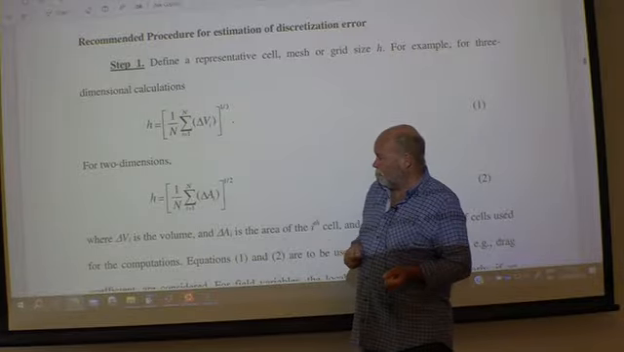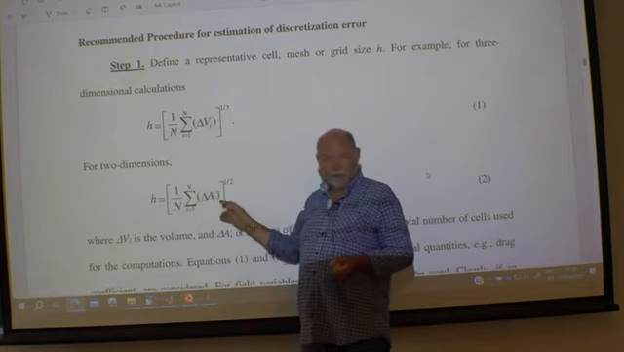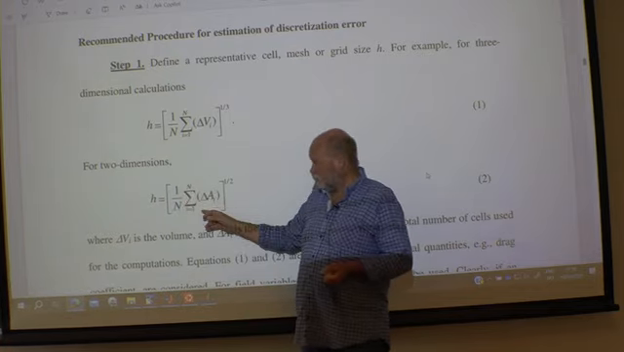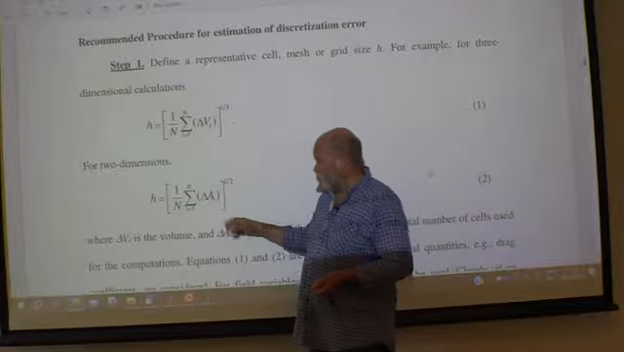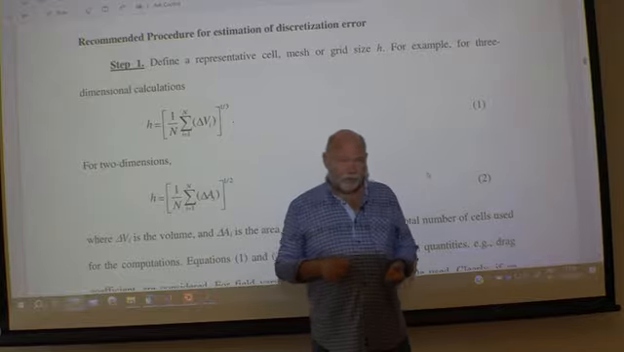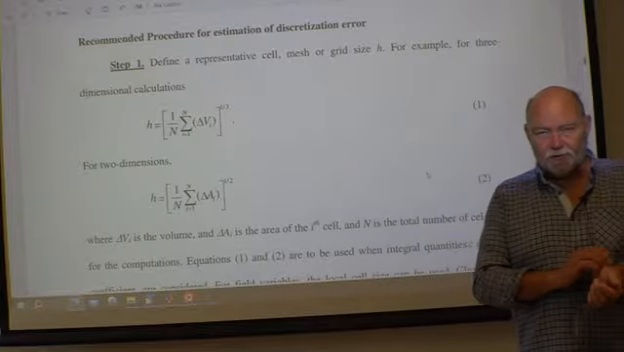If you do it in 2D, then it's just an area. You add all the cell areas, divide by the number of cells, so you have an average cell area. Take the square root, and then you have something in meters as an average cell size.